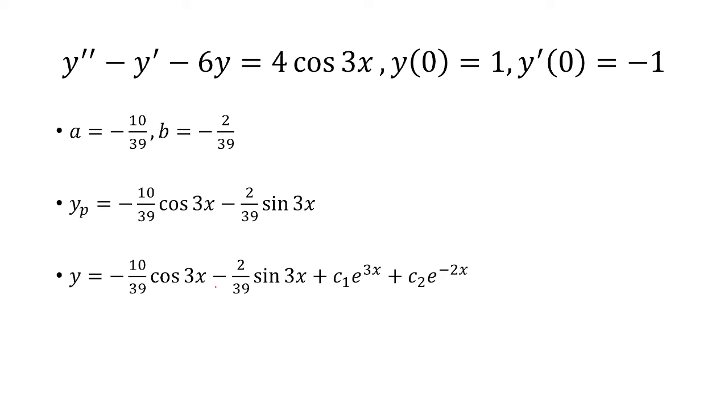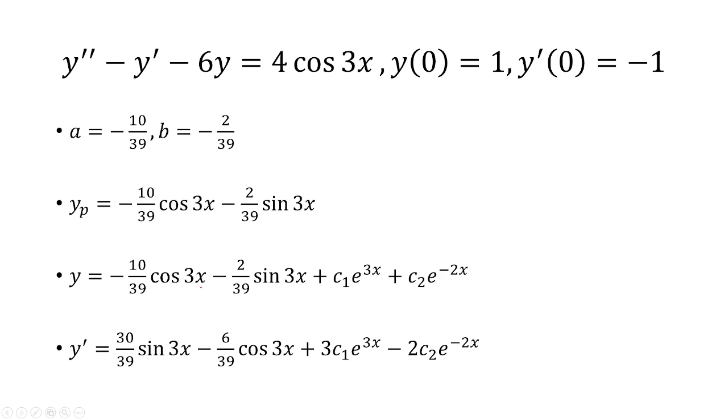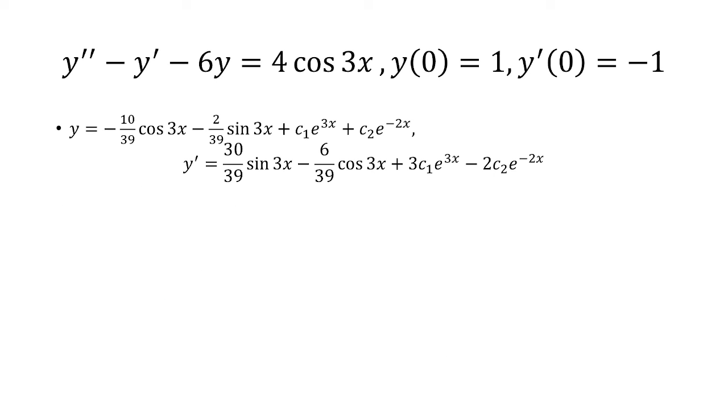And so I combine the solution I found previously when I set the differential equation equal to 0. That's this part right here, and this is the particular solution. What's left for us to do is use the initial conditions. So let's first take the derivative, so we have that ready. And so this is the derivative of y. So I have y and the derivative of y. Now I need to use these initial conditions.